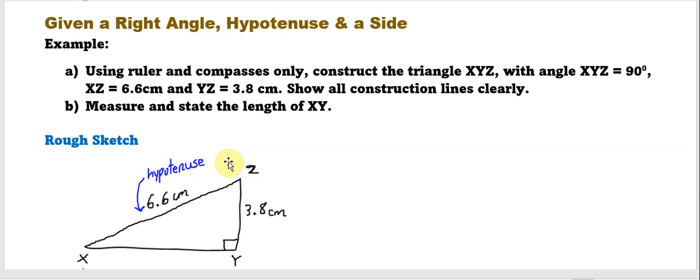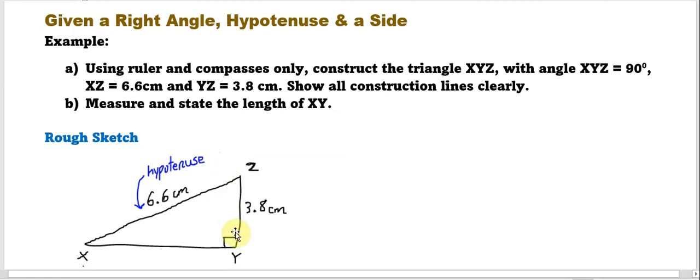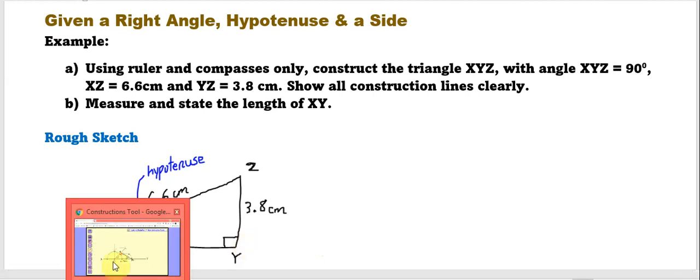Now you can see my rough sketch down here, where we have the 90 degrees at Y as was stated, angle XYZ. YZ is 3.8 centimeters and XZ is 6.6. So our actual construction should look something like this. So let's go.